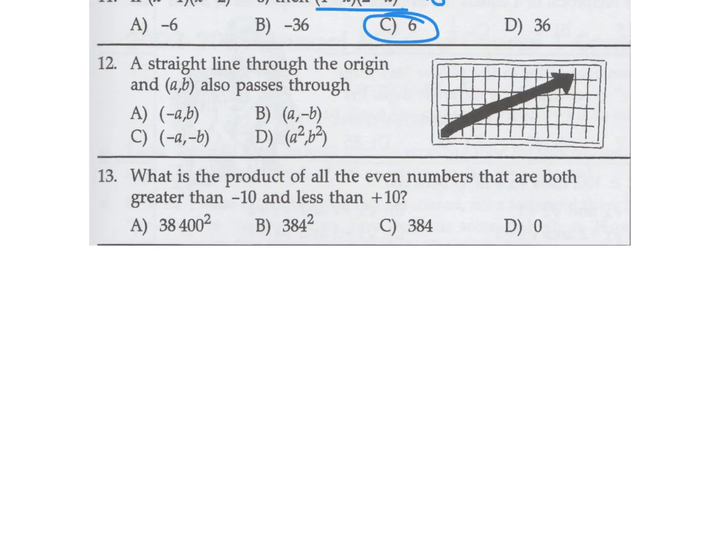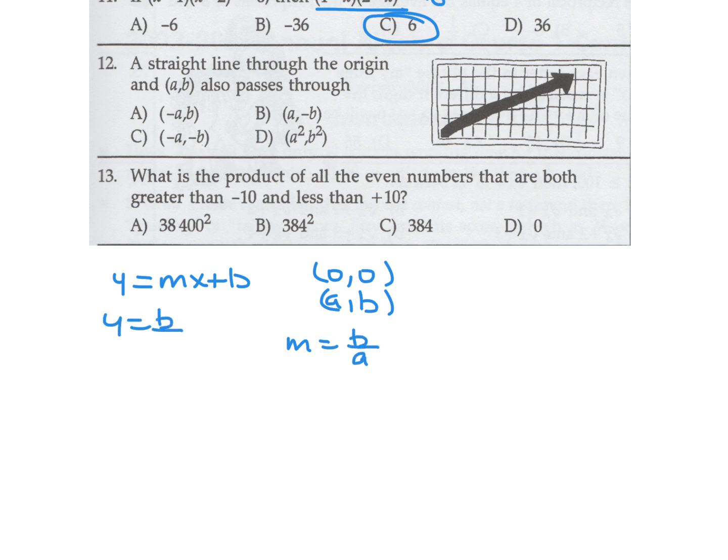A straight line through the origin and (a, b) also passes through. Okay, so do we have to get the equation of the line? y equals mx plus b. Our 2 points are 0, 0, the origin, and then (a, b). So m is rise over run, so that's going to be b over a. And sub that into here.